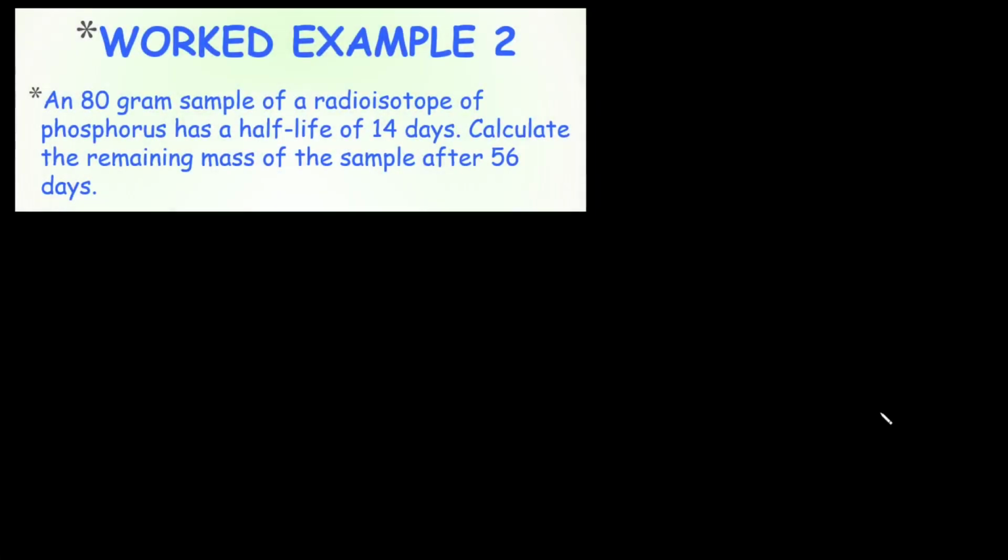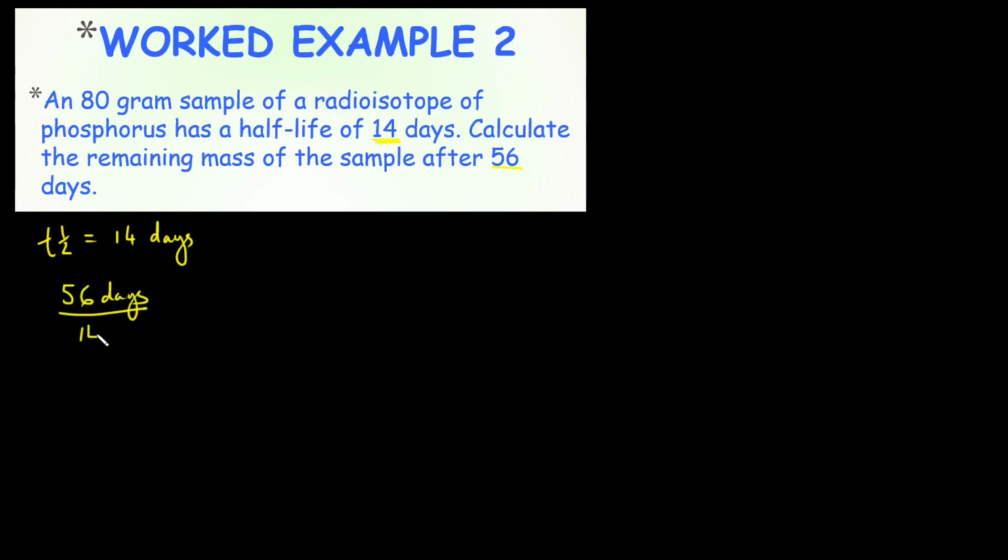Let's look at our second example here, very similar in the way that we're going to approach this. We've been told that we're starting with an 80-gram sample of a radioisotope phosphorus. That phosphorus has a half-life of 14 days, so every 14 days, no matter what mass I have, it will be halved. Calculate the remaining mass of the sample after 56 days.